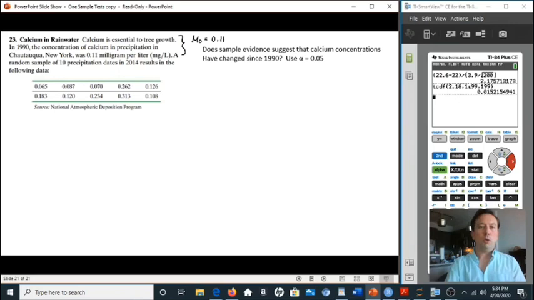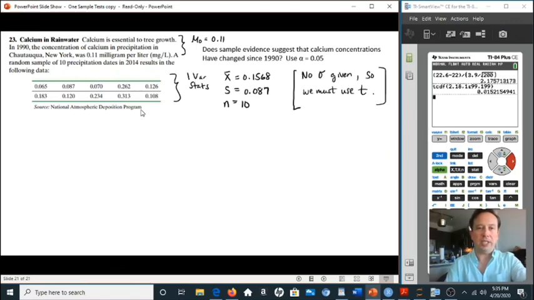Okay, so what do we have here? First, in this little paragraph, the 0.11 is the status quo from 1990, right? So that's a long time ago, 30 years, right? So that's 0.11. That's what's believed to be true. So now we're going to use the sample data here to determine if that has changed since 1990. Is it the same in 2014?